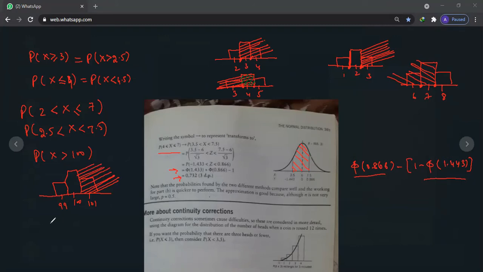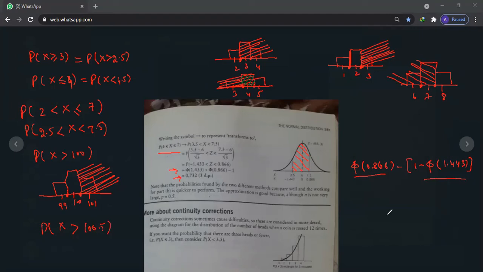Now, this one is probability x is greater than 99.5 or greater than 100.5. Yes sir, your voice was cut. This will be x is greater than 100.5 or 99.5. This one is 99.5. This one is 100.5. Very good. What is the method for the continuity correction?